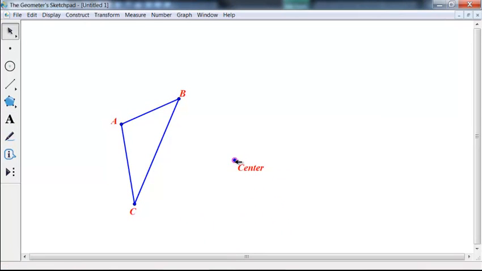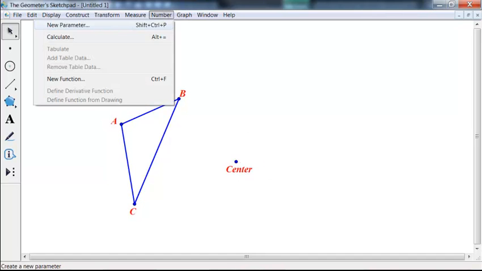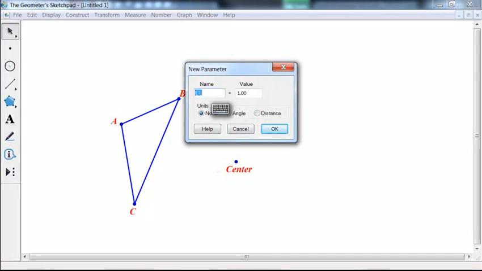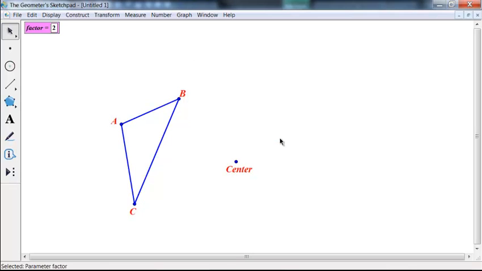Then we need a dilation factor. Let's do that by parameter. This is just a number. Let's make it 2 to start with. No units on that.